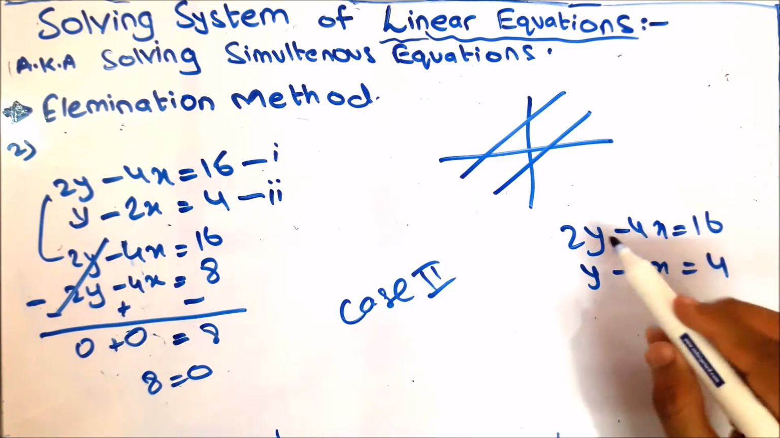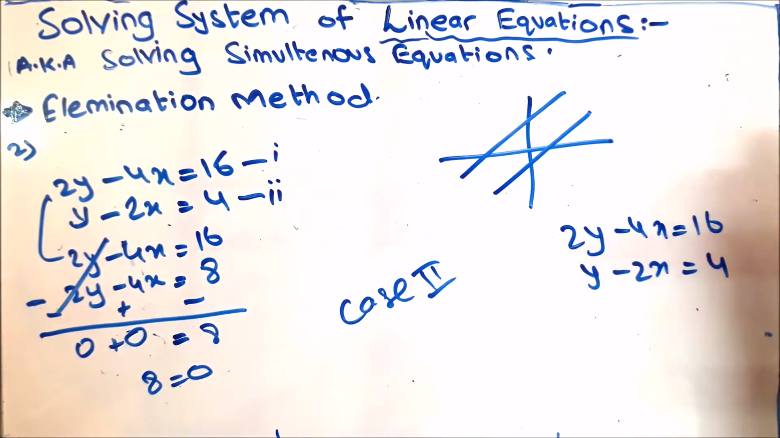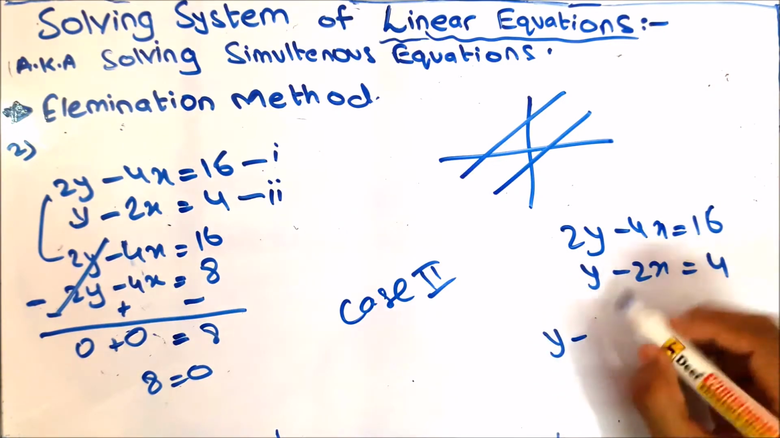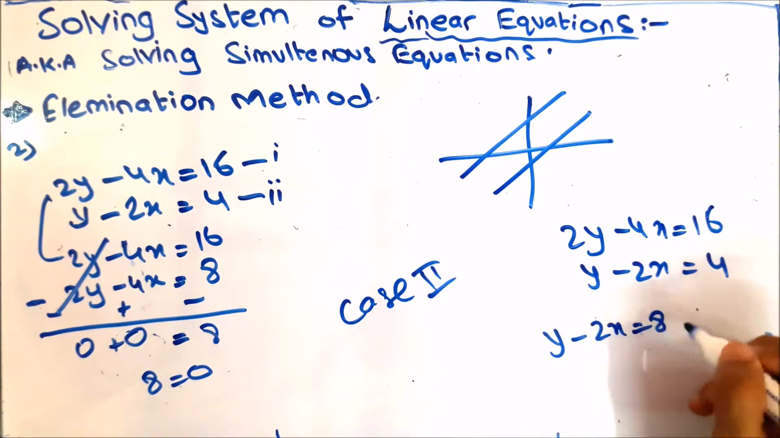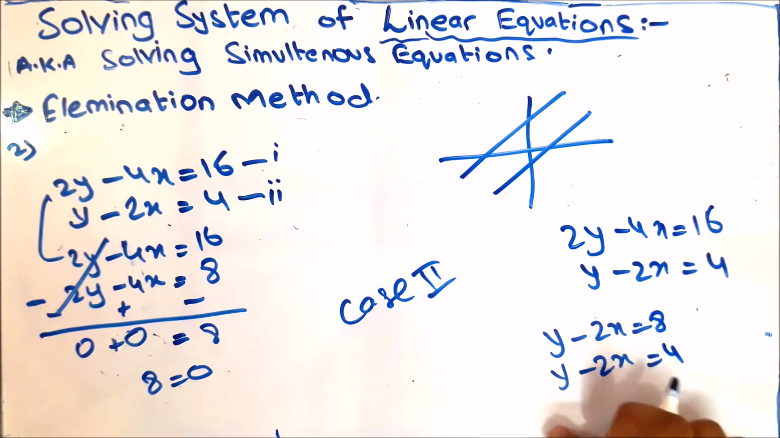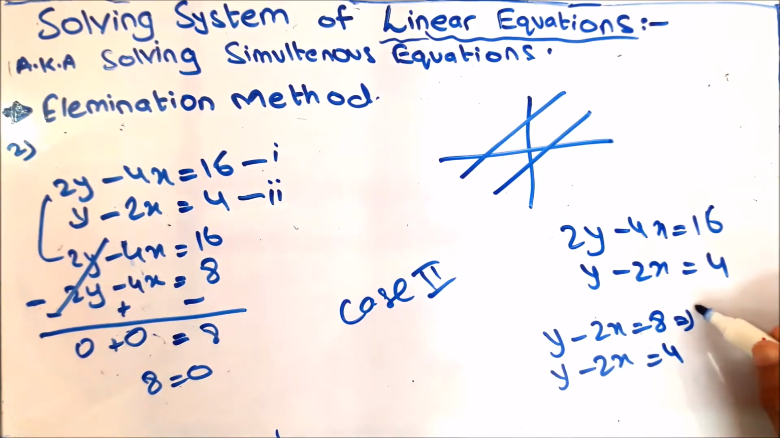You can notice one thing. If I divide this equation by 2, as I said in the previous example, it doesn't matter which constant we multiply our equation with. If we divide it by 2, it becomes y minus 2x is equal to 8, and this equation is y minus 2x equals 4. If we write this in the slope-intercept form, the first equation becomes y equals 2x plus 8, and this becomes y equals 2x plus 4.